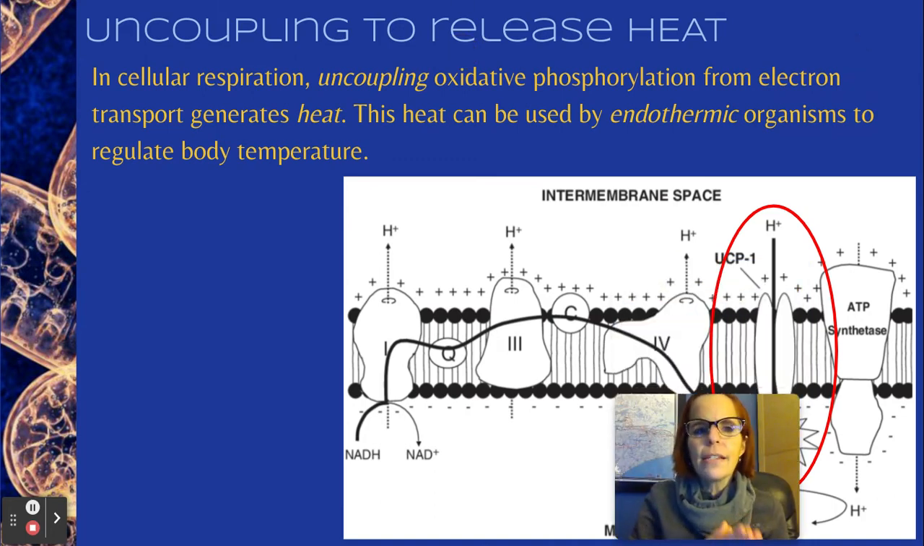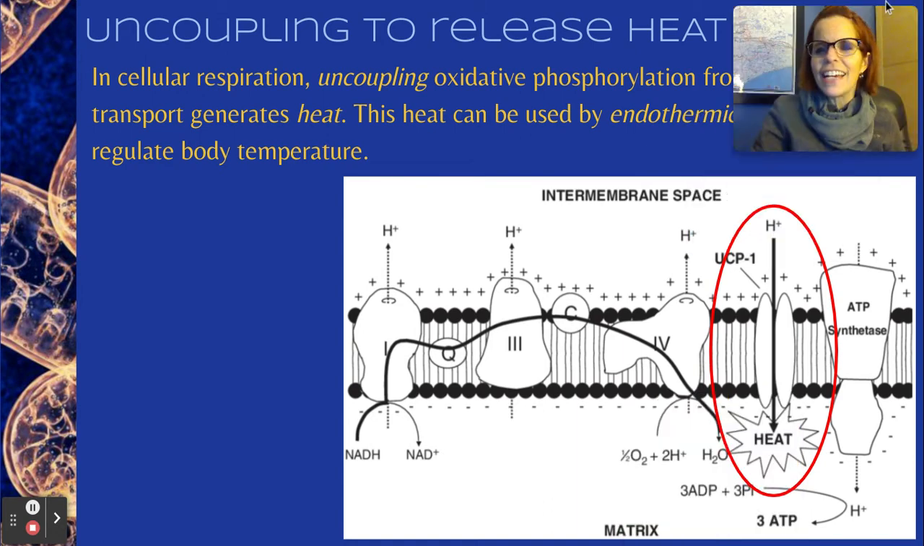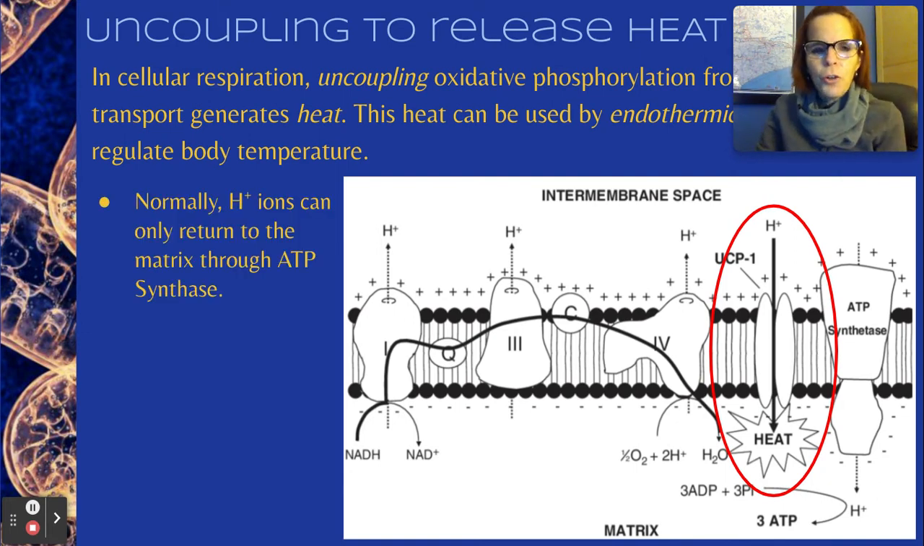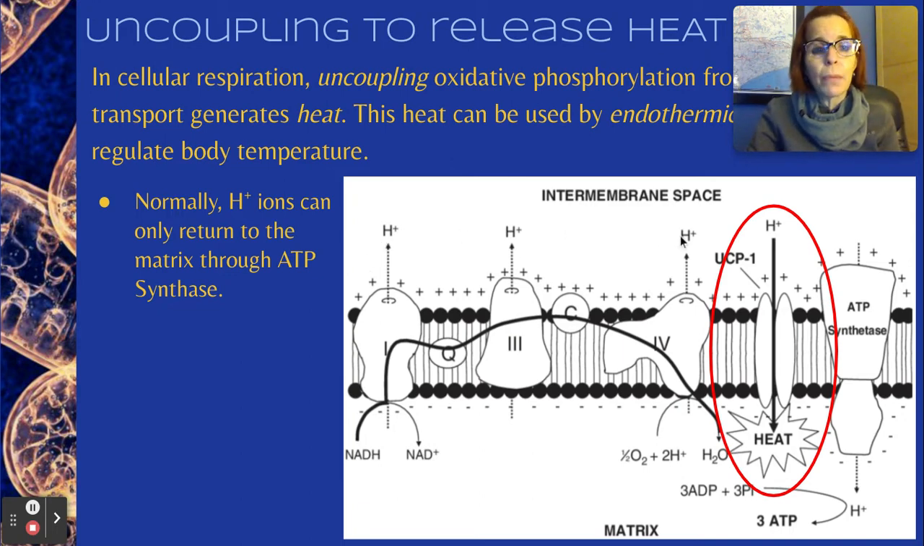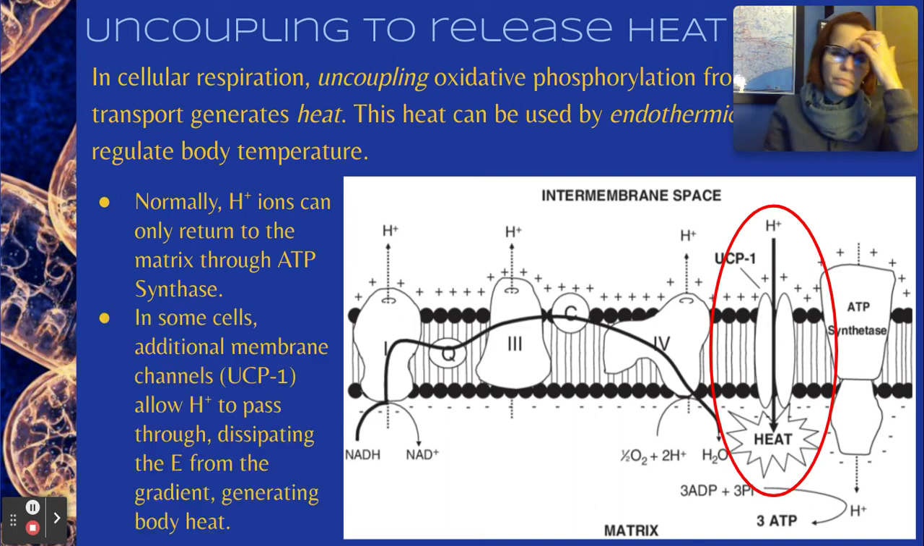So it says, in cell respiration, uncoupling oxidative phosphorylation from electron transport generates heat. This heat can be used by endothermic organisms to regulate body temperatures. So please take a look at the diagram. Normally, hydrogen ions are pumped into the intermembrane space, and they can only return through ATP synthase. That energy is captured and used to make ATP.